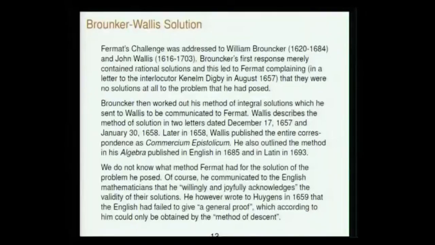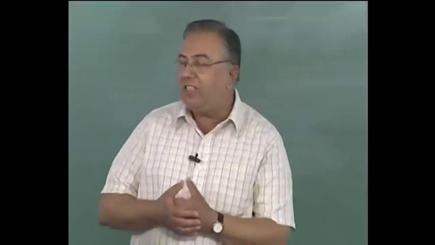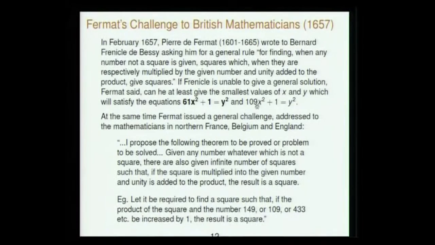Now it was sent to England. William Brouncker was the president of the Royal Society, and his friend John Wallis, who was the professor in Cambridge prior to Newton. So both of them wrote down the solution. First they wrote down the rational solution that Brahmagupta had written down in 628 and sent it to Fermat. Fermat said, you are cheating, I had asked you for integral solution, rational solution is trivial. So then of course they sat down and worked out the integral solutions.